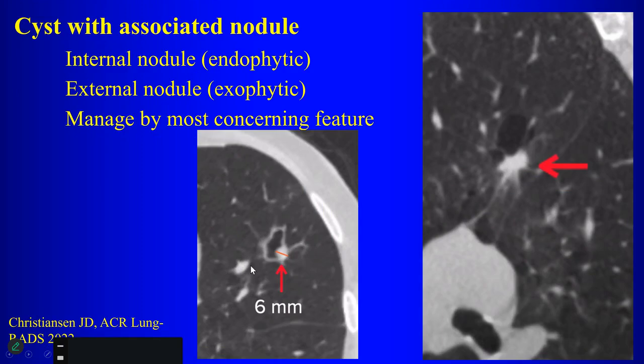Cyst with associated nodule, you manage the most worrisome feature. Usually it's the nodule. So you're going to look at the nodule, and management is going to be based on what you're worried about most. If there's a nodule, it's probably going to be the nodule, right? So this nodule is growing, so we're going to score this based on the growth of the nodule.